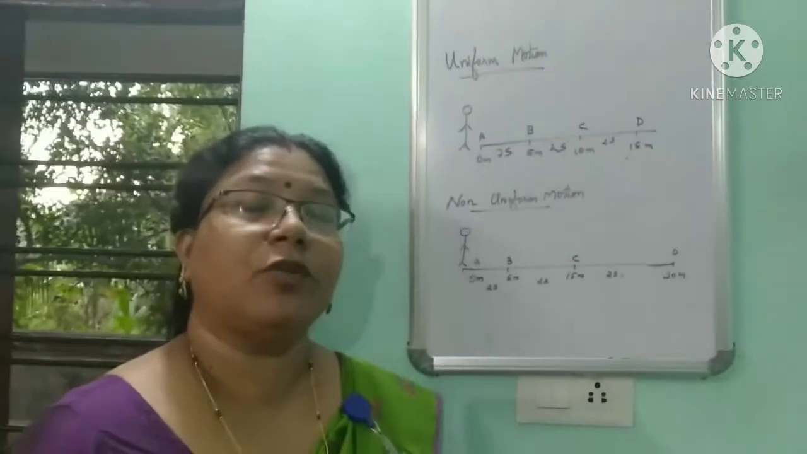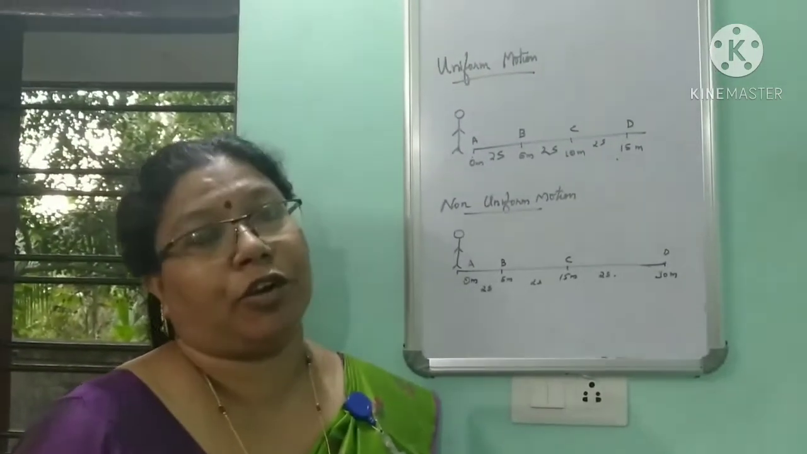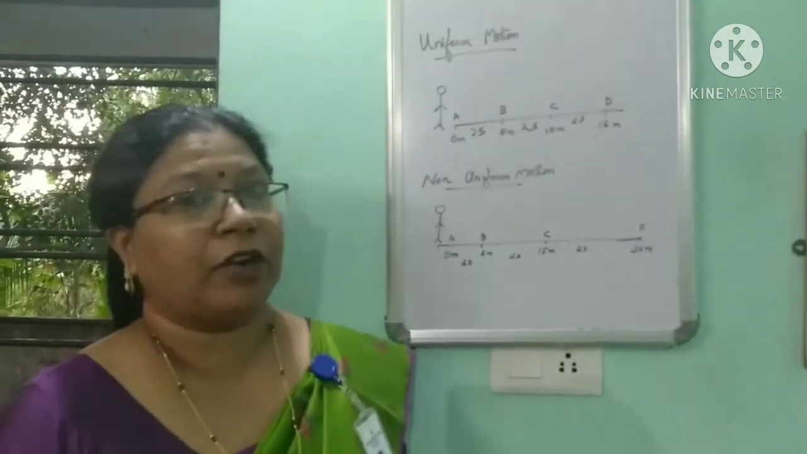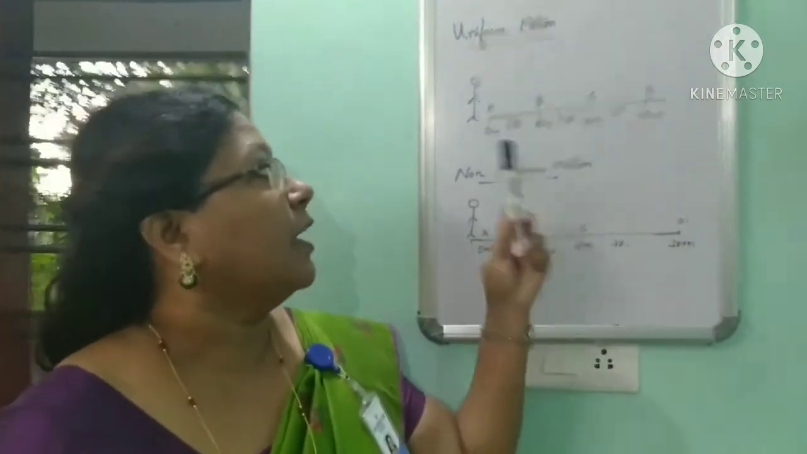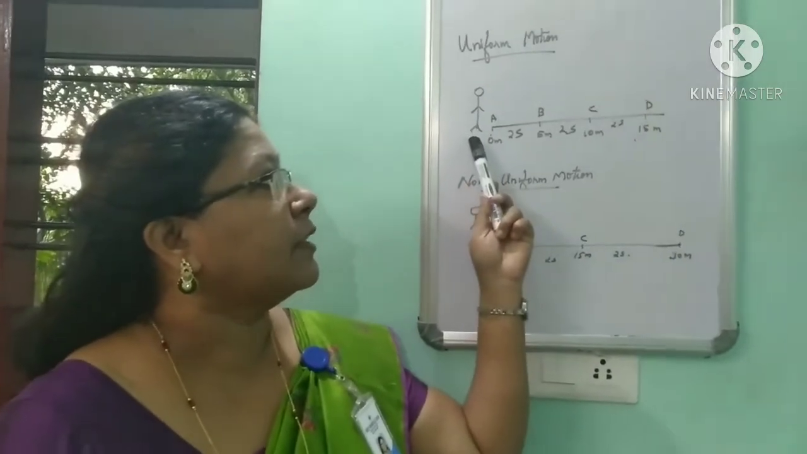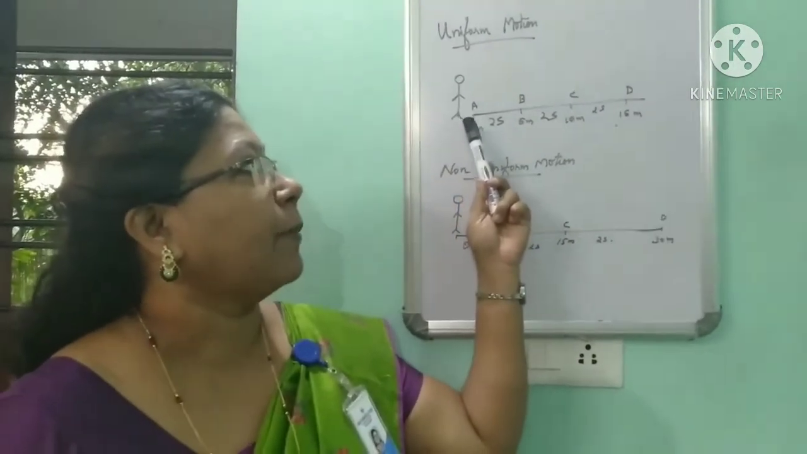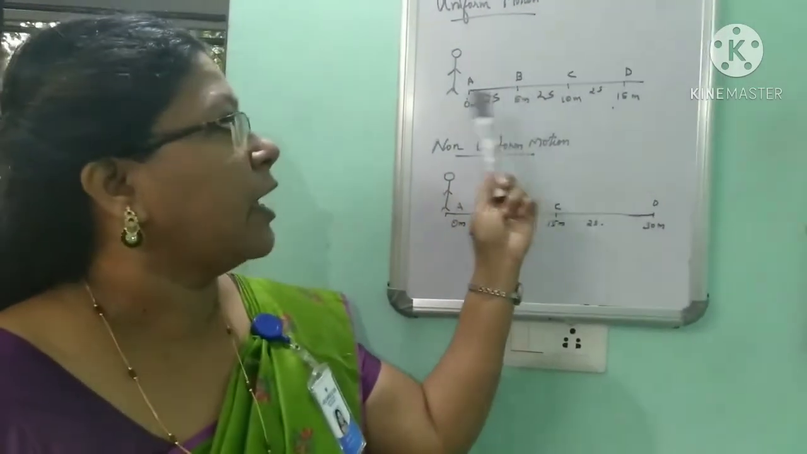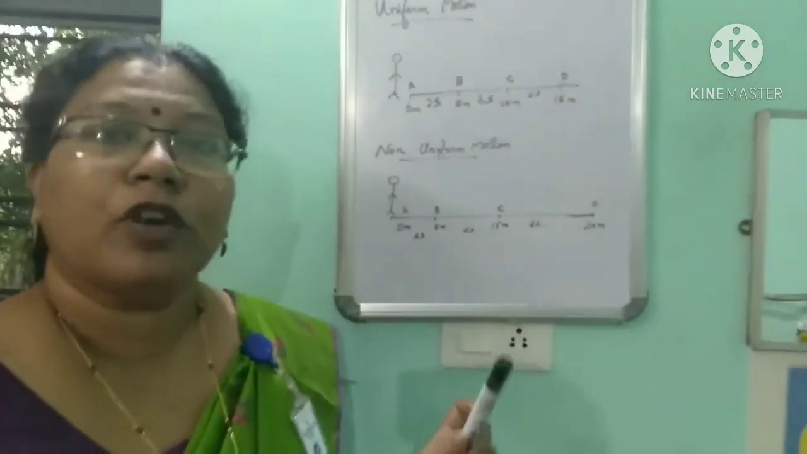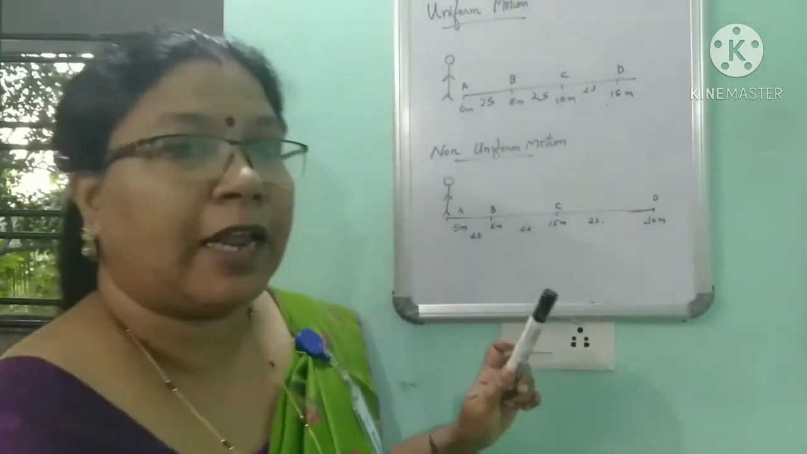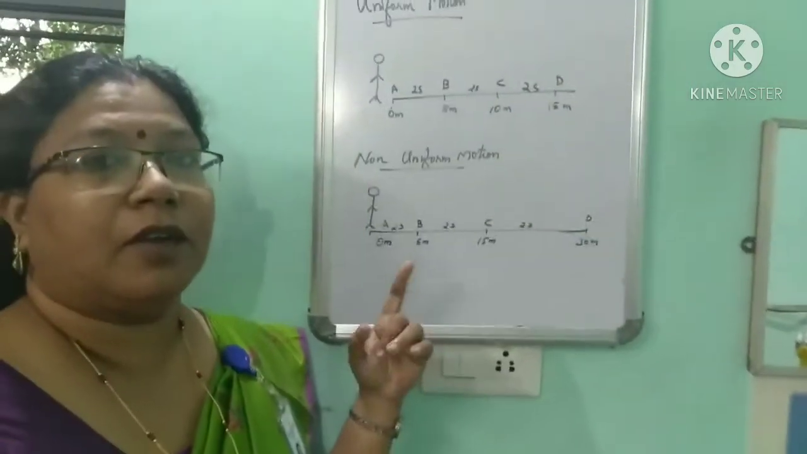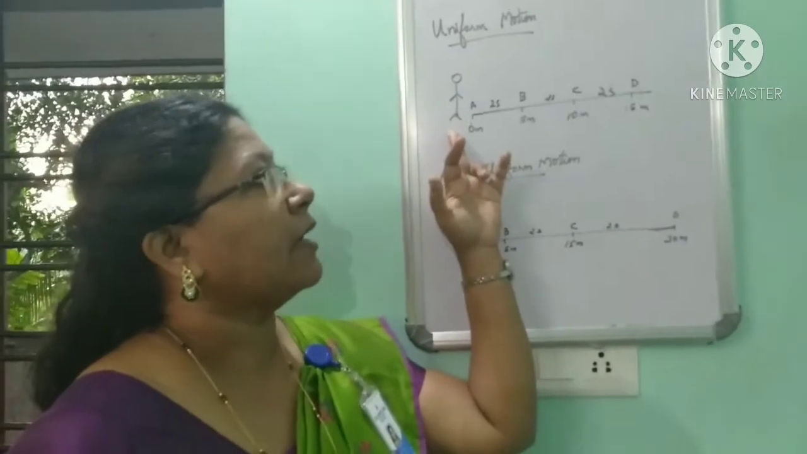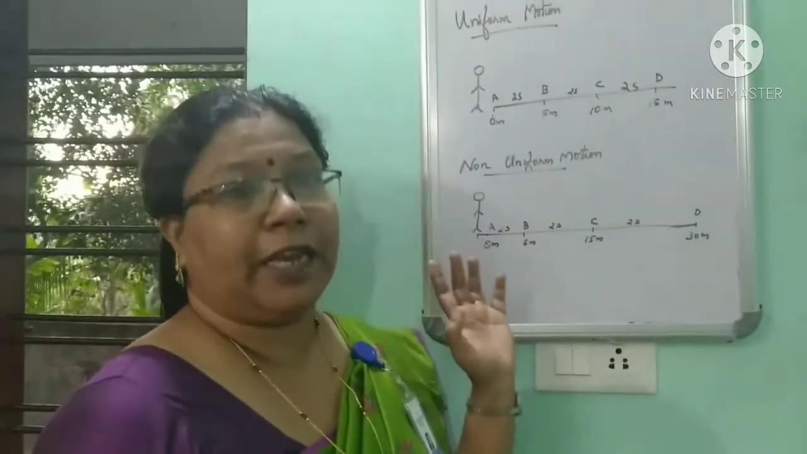So next we will move on to uniform motion and non-uniform motion. To understand uniform motion and non-uniform motion, I have drawn a simple figure here. See, a person is traveling from A to D. The distance traveled is marked here and also the time taken is given. For your convenience, I have drawn a figure here.